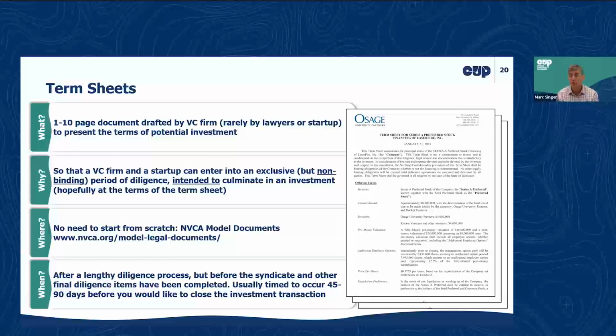You don't have to close it. You don't have to ultimately stick with these terms, but you can't work with other investors at the same time once you sign a term sheet. So the exclusivity provision is the one piece of it that is generally binding.